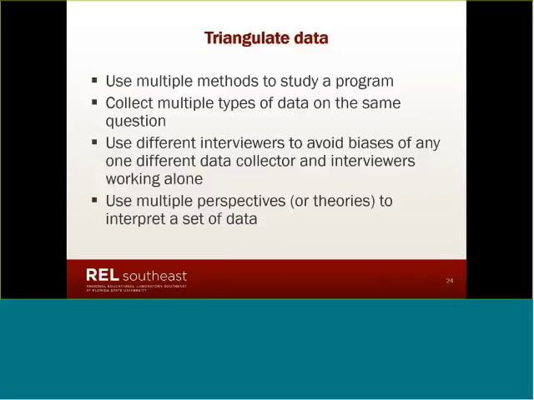Good research evaluation practices obligate the researcher and evaluator to use multiple methods, multiple data sources, and multiple researchers and evaluators to enhance the reliability and credibility of the findings. For example, the use of different interviewers helps to avoid biases of any one data collector and interviewer working alone. Multiple researchers and evaluators can also facilitate the use of multiple perspectives or theories to help interpret a certain set of data.